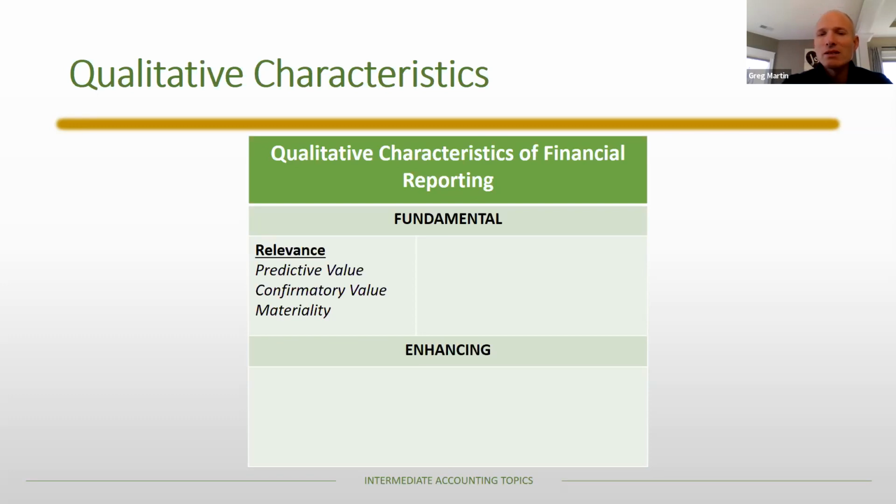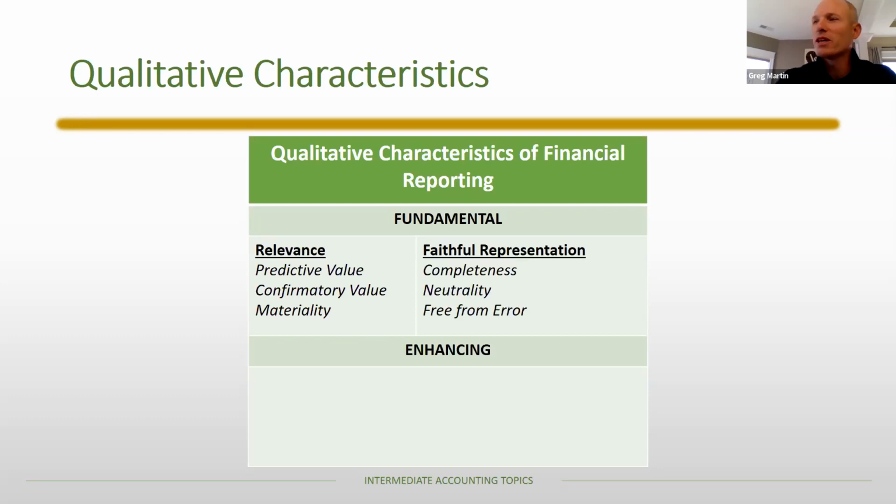Does anybody know the second fundamental qualitative characteristic of financial reporting information? So relevance is the first one. What's the second one? Good. Yep, Matthew's got it. Faithful representation. So the second one is faithful representation.